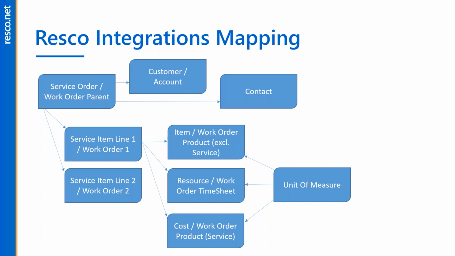There are a couple of enhancements regarding the service item line, and we did it like a structure of the work order. So we have a parent work order, we have child work orders, and for each work order there is a connection between item, resource, and cost. So you're able to synchronize these connections and data from Business Central to Resco Cloud, including the units of measure.